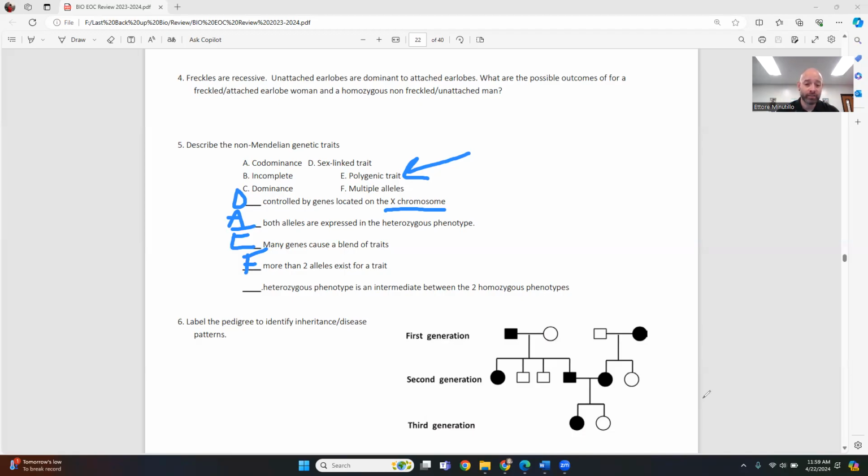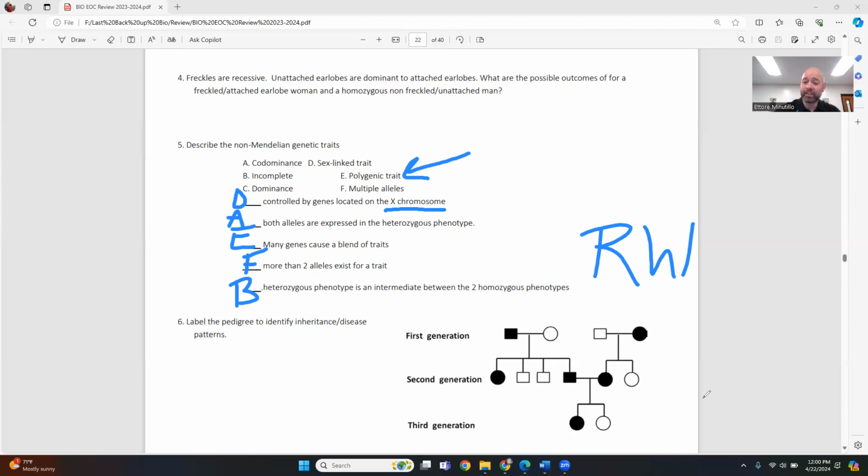And our last one here, heterozygous phenotype, is an intermediary between 2 homozygous phenotypes. This is something that we're going to call incomplete dominance. With incomplete dominance, we're talking that neither of those two phenotypes actually shows up all the way, you're going to get an intermediate form or a mixed form of it. This is going to be something like red flower, white flower.